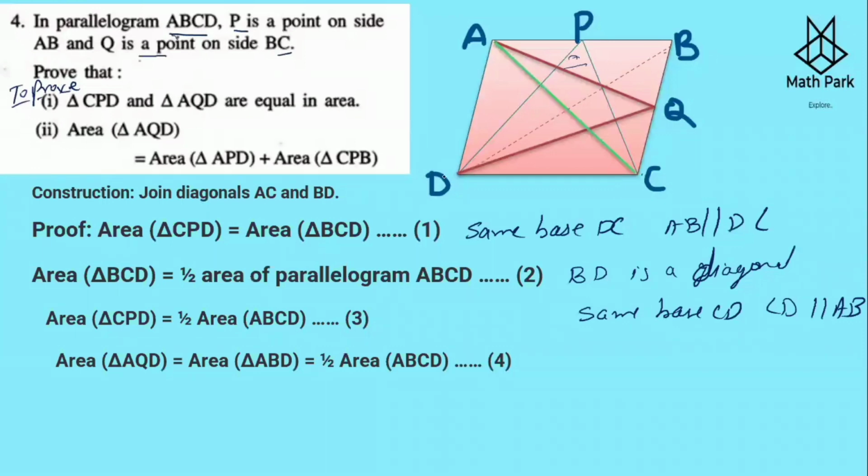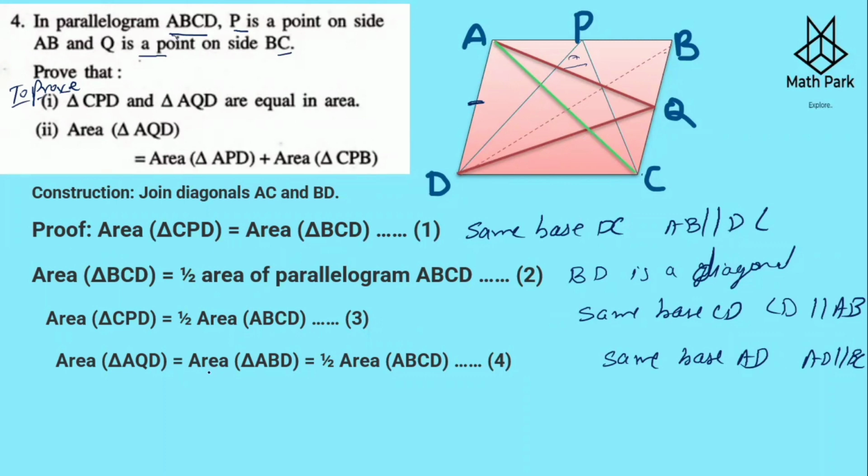And then area of AQD is equal to area of ABD because they are on the same base AD. And it is half of the area of the parallelogram, and they are lying between the same parallels AD and BC. So if the triangle is on the same base and between the same parallels, the area of the triangle is half the area of the parallelogram.